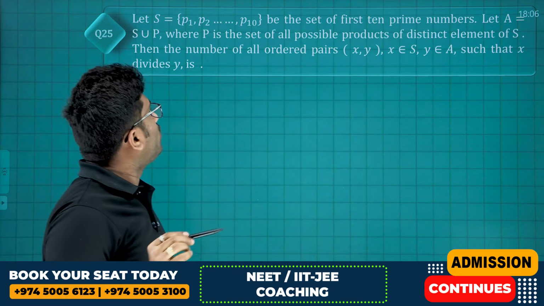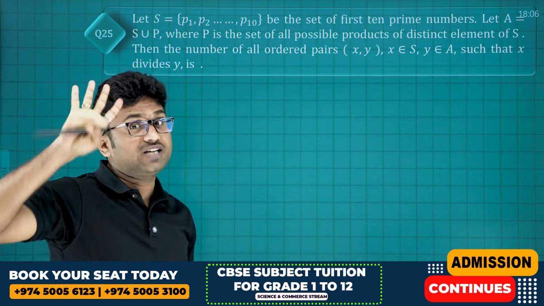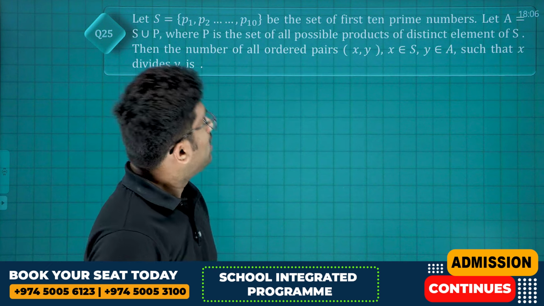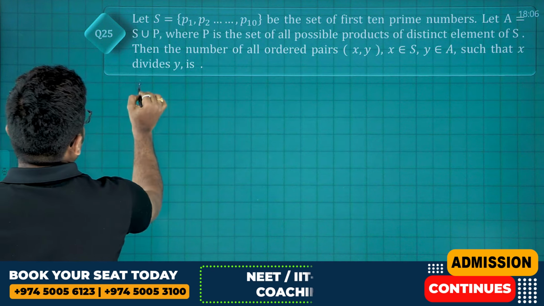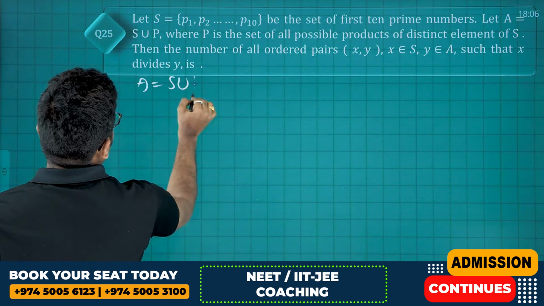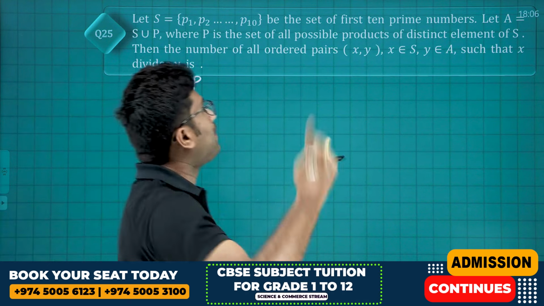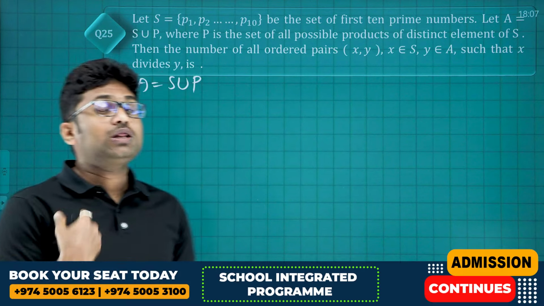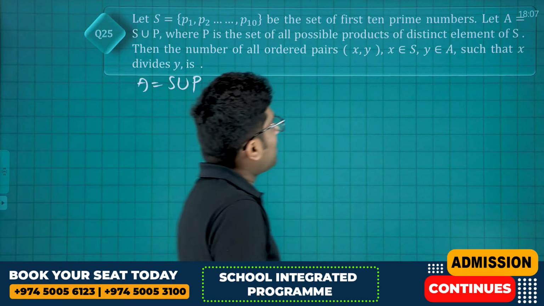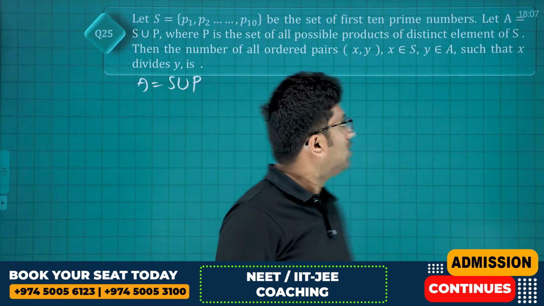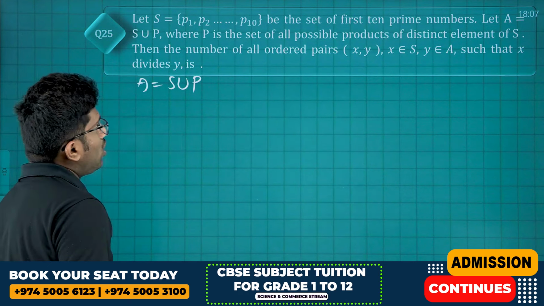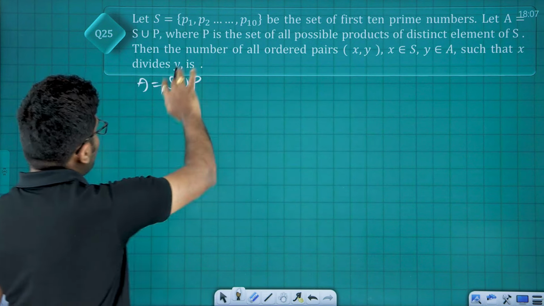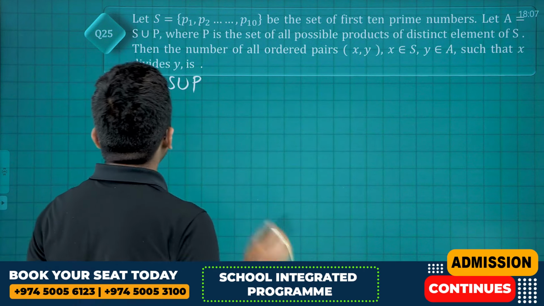Let S equal P1 to P10 be the set of first 10 prime numbers, like 2, 3, 5, 7, 11, 13 and so on. Let A denote S union P, where P is the set of all possible products of distinct elements of S. Then the number of all ordered pairs x comma y such that x belongs to S and y belongs to S union P such that x divides y.